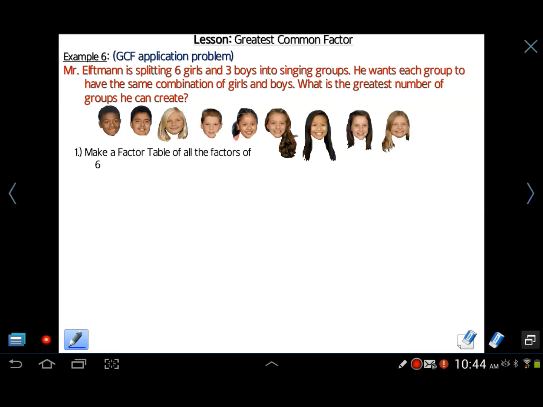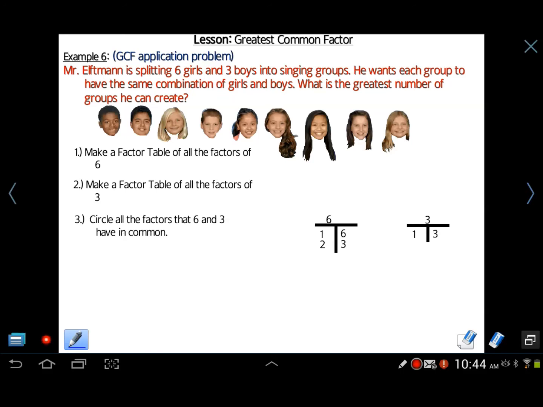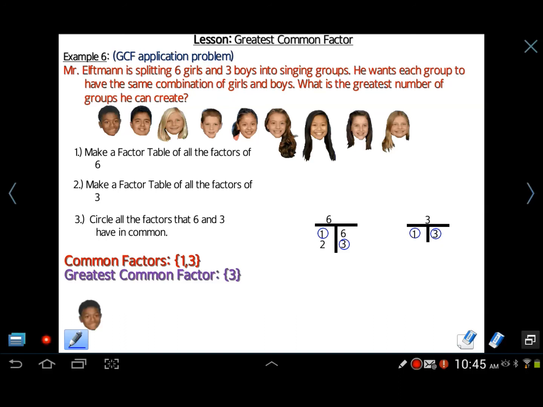I'm going to do this just like I would do any g.c.f. problem. I'm going to list the factors of 6, and I'm going to list the factors of 3. And then look at what they have in common. So 6 and 3 both have a 1 in common. That's a given. That's always going to be true no matter what kind of numbers you're dealing with. And they both have a 3 in common. I don't know why I didn't circle 3, but you can go ahead and circle it. There it is. It's just out of order, sorry. And that is the number of groups that Mr. Elfman can make. So every group is going to have 3 people.